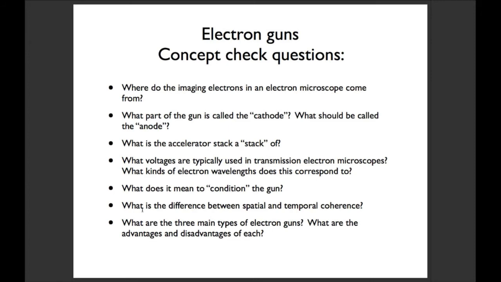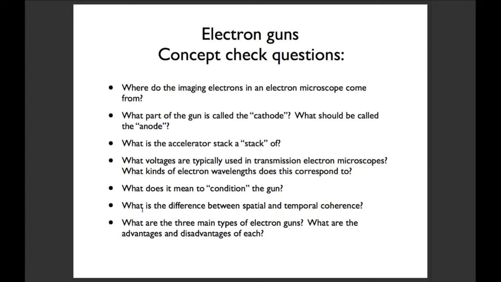So there's a variety of accelerating voltages that you could be working at. For 100 kV, the wavelength of that electron would be 3.7 picometers. At 200 kV, it's 2.5 picometers. At 300 kV, 1.97. So that wavelength gets successively smaller as the speed increases.